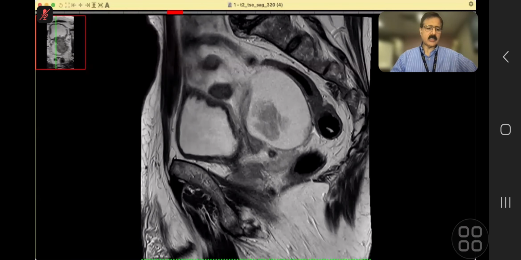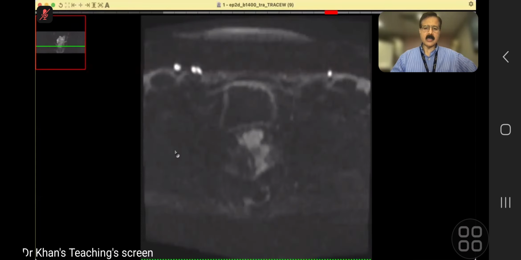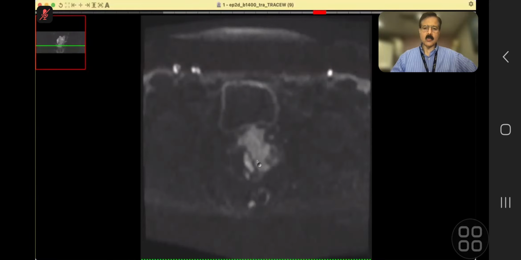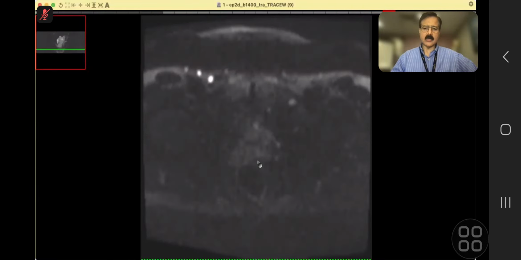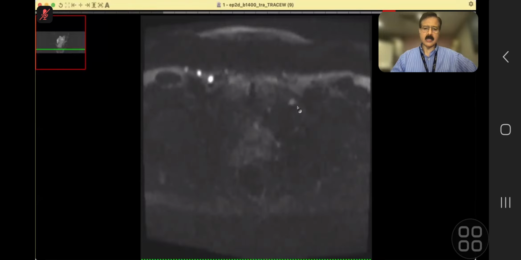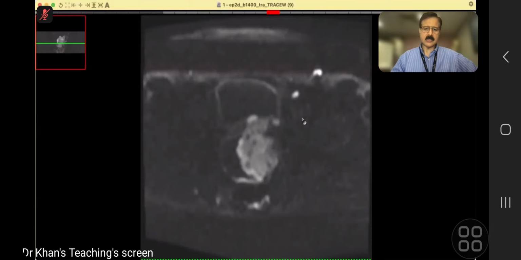One point which I just want to show you, just for your interest, is the DWI sequence. This is a DB1400 sequence for prostate, and you can see this restricted diffusion. One thing which I want to point out, that on a DWI sequence, lymph nodes are very well seen, and that was in the obturator region, obturator canal region. So there is a lymph node which is very well seen here.